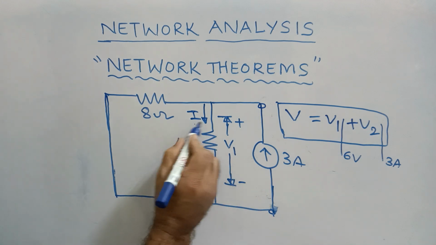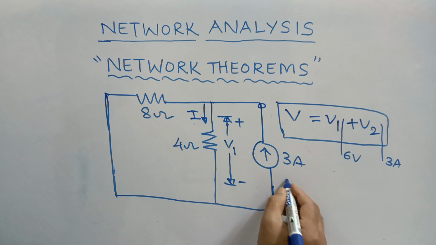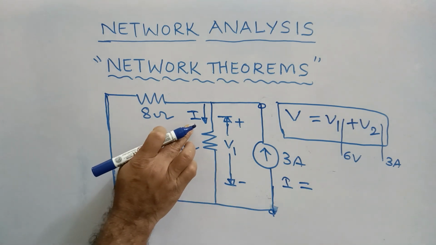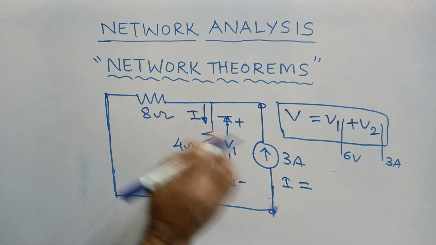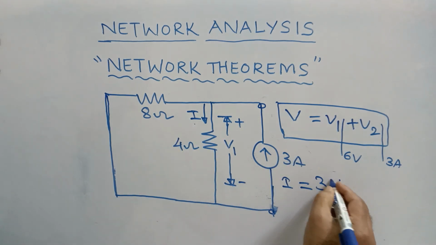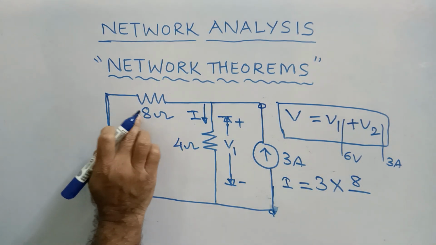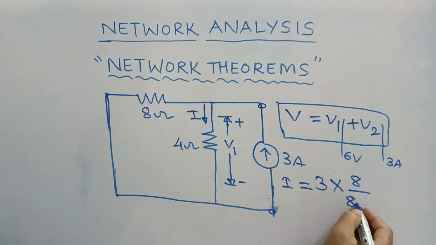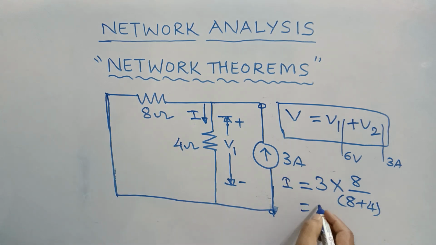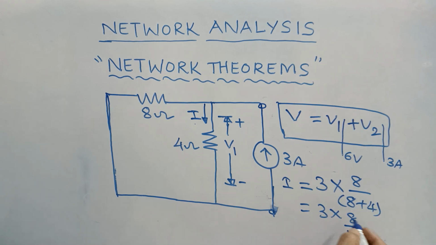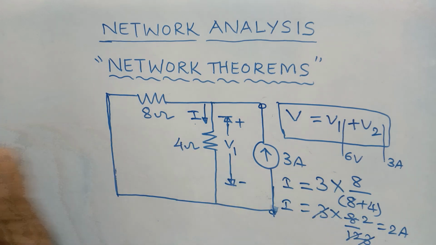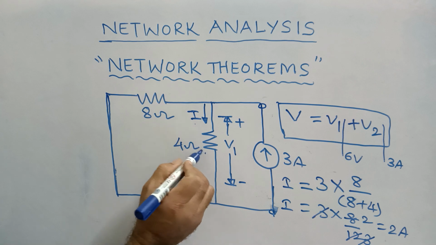To find the current flowing through this 4 ohm resistor, I is equal to, by using current division, the input current 3 ampere into 8 by the total resistance, 8 plus 4. Very simple. So 3 into 8 by 8 plus 4, again it is 12. Four 2s are 8, four 3s are 12, the 3s cancel, and it is 2 amperes. So the current I flowing through the 4 ohm resistor is 2 amperes.